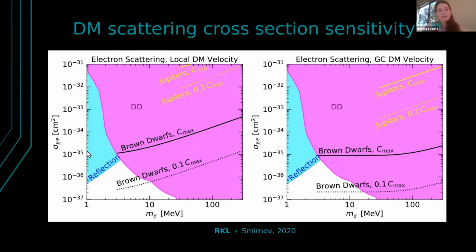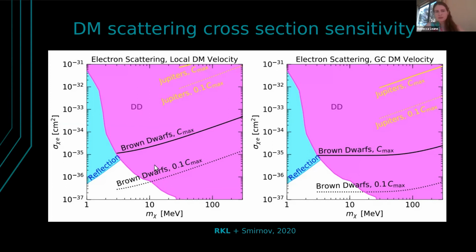If you have scattering of electrons, the limits aren't as good compared to direct detection, simply because, if you can see here, the Jupiter's sensitivity is in the middle of direct detection, and then for the dwarfs, we only have some sensitivity if you go to this more extreme 10% of the capture rate. So you can get a little bit on the edge here.